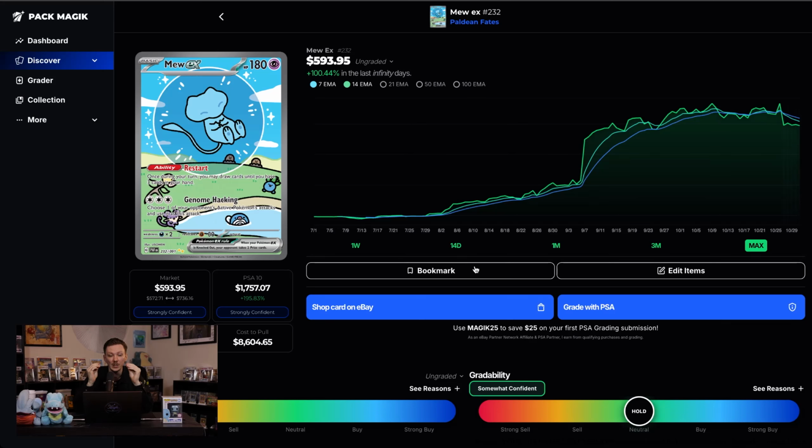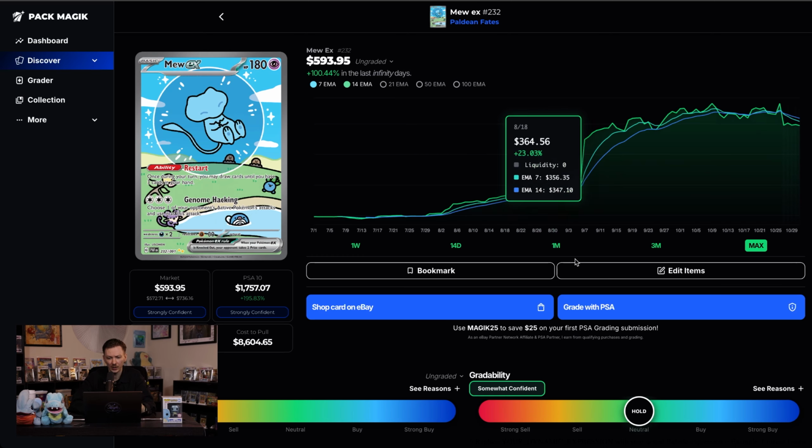Today we're going to be looking at the cards page on Magik so we can understand how to use the tools on here, because there can be kind of a lot of information and I want to make sure that you understand what you're looking at. So diving right in, we're looking at the Bubble Mew card, a notorious card.